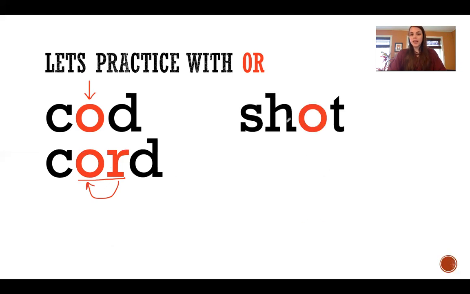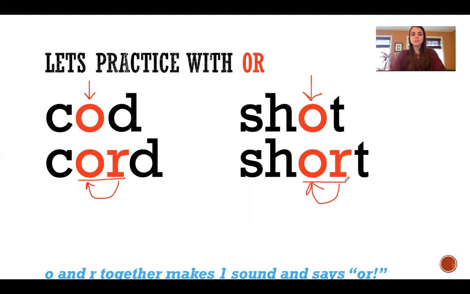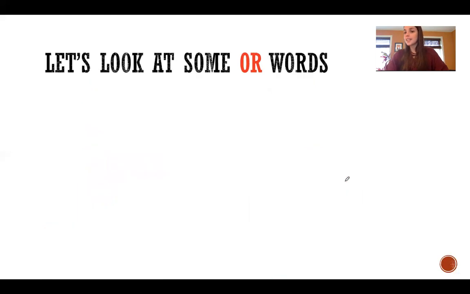My next word is the word shot. I know the letter O says ah in shot, but if bossy R comes around, it changes the vowel sound and becomes or. So my new word is short. O and R together makes one sound and says or. Let's practice and look at some different OR words.